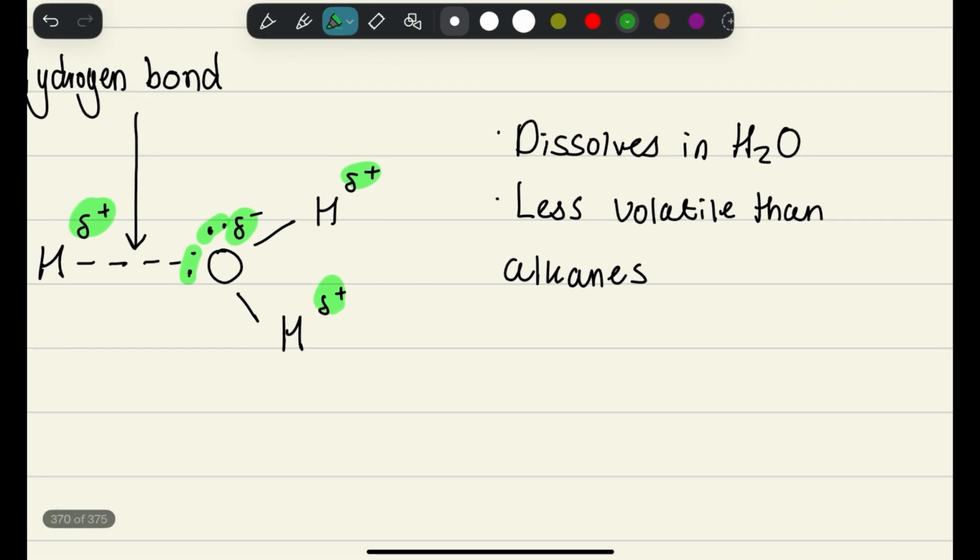And that hydrogen bonding in alcohols gives them useful properties, such as being able to dissolve in water and also being less volatile compared to alkanes. The reason why they are less volatile is because hydrogen bonds are stronger than induced dipole-dipole forces, or London forces. So you need more energy to overcome them, which is why they are less likely to become gaseous.